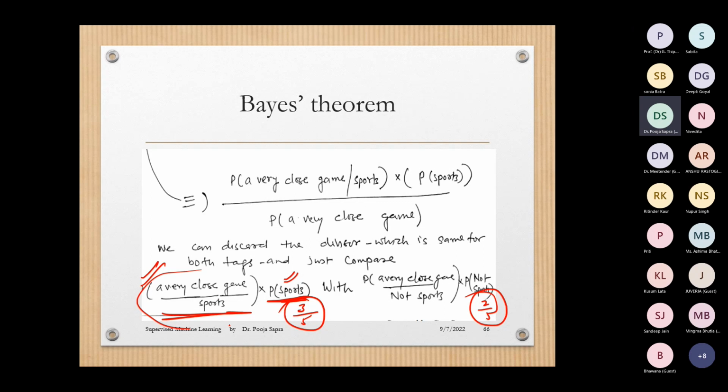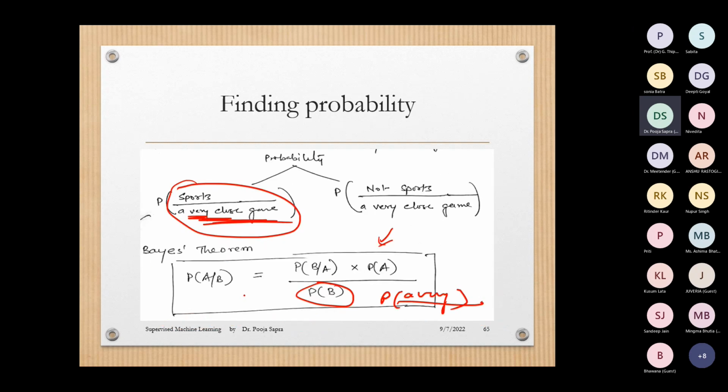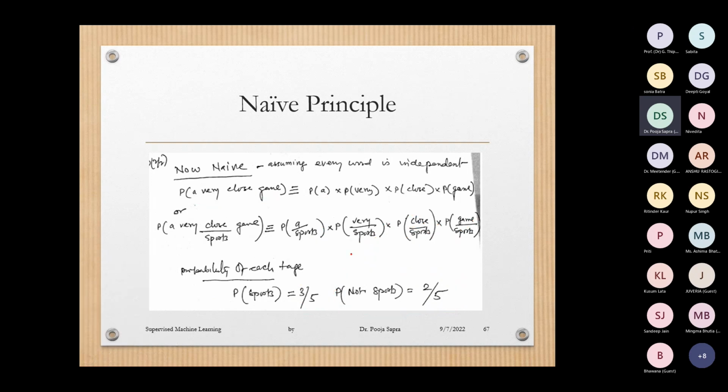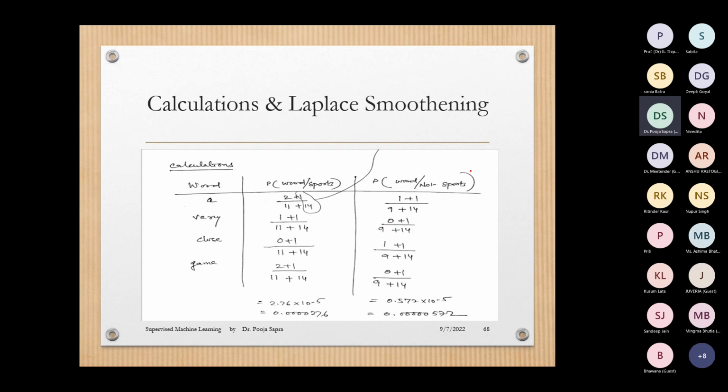Now to find this by the Naive principle, we segregated each probability. I am just letting you know that it may happen that out of these sports statements, there may be some word which does not belong to this sports statement. So if it comes out to be 0, then whatever value the others have, it will become 0. For this purpose, we go to the third concept, and the third concept is Laplace smoothing.